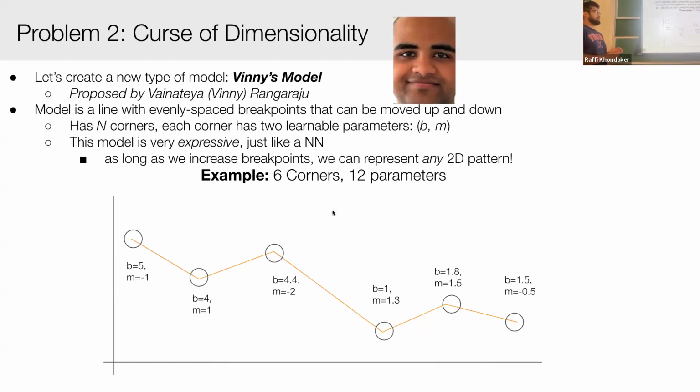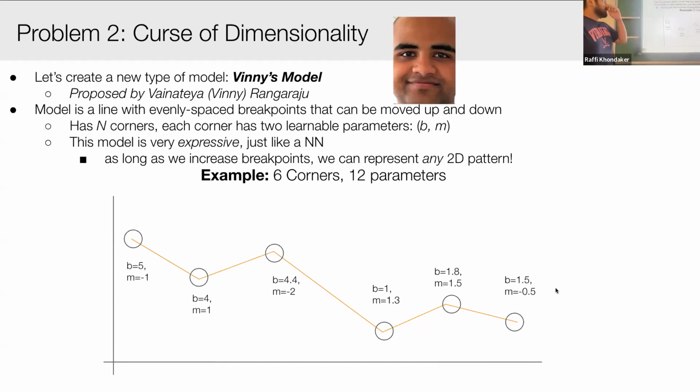You basically have a polyline, so to speak. You take your line and add n breakpoints, and each breakpoint has 2 parameters: your b, effectively moving it up and down the y-axis, and your m, which is effectively your slope. Similar to how in a neural network you can add as many neurons as you want, in the Vinny model you can add as many breakpoints as you want. For example, for this model with 6 corners, you'll have 12 parameters, and it'll look something like this. Does how this model works make sense?